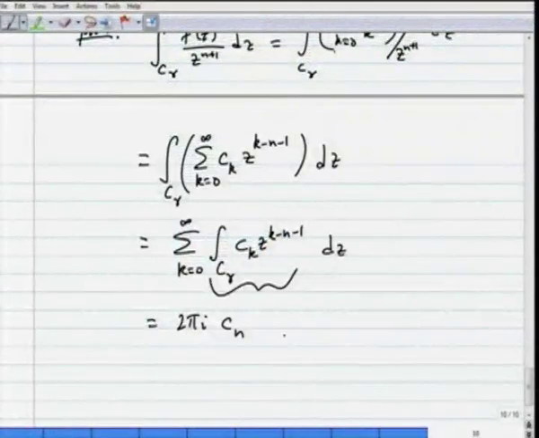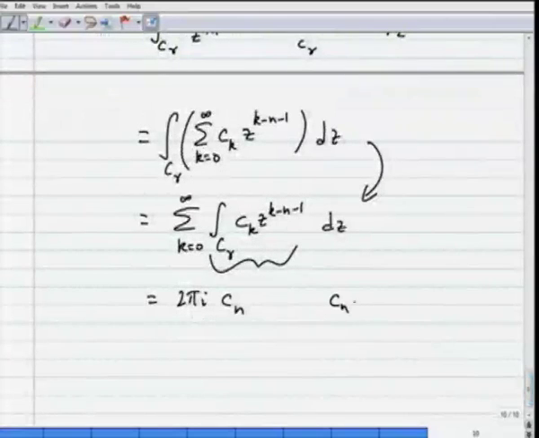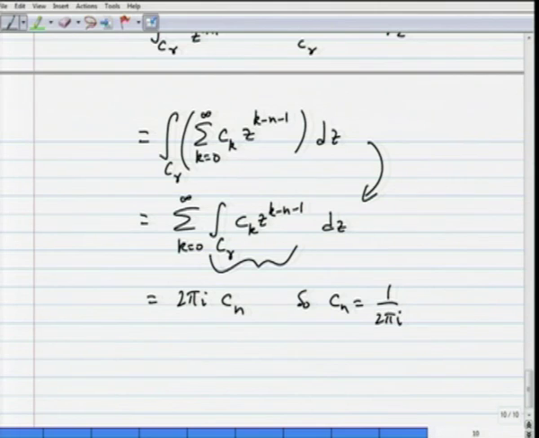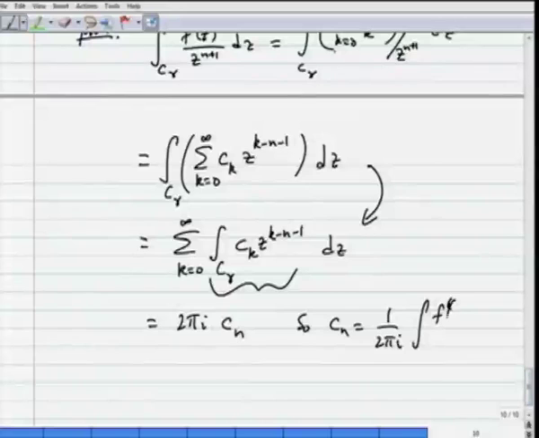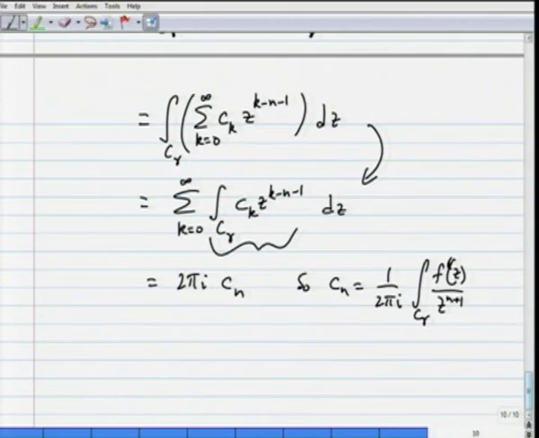So this is 2 pi i times c n, and I should now justify how I can exchange the integration and summation. By the way, this tells me that c n is equal to 1 by 2 pi i times the integration of f of z divided by z power n plus 1 over the circle of radius r.